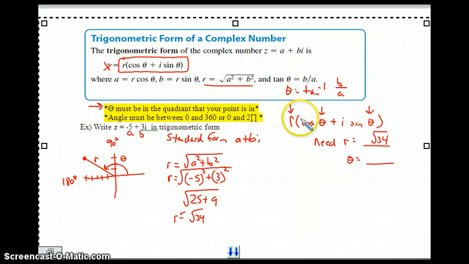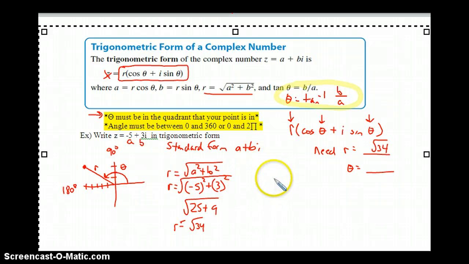Now let's find theta. Remember I said that the formula we should use for theta is this formula right here: tangent inverse of b over a. So if I find theta, let me write the formula down first. Theta would be equal to the tangent inverse of b, which is 3, over a, which is negative 5.